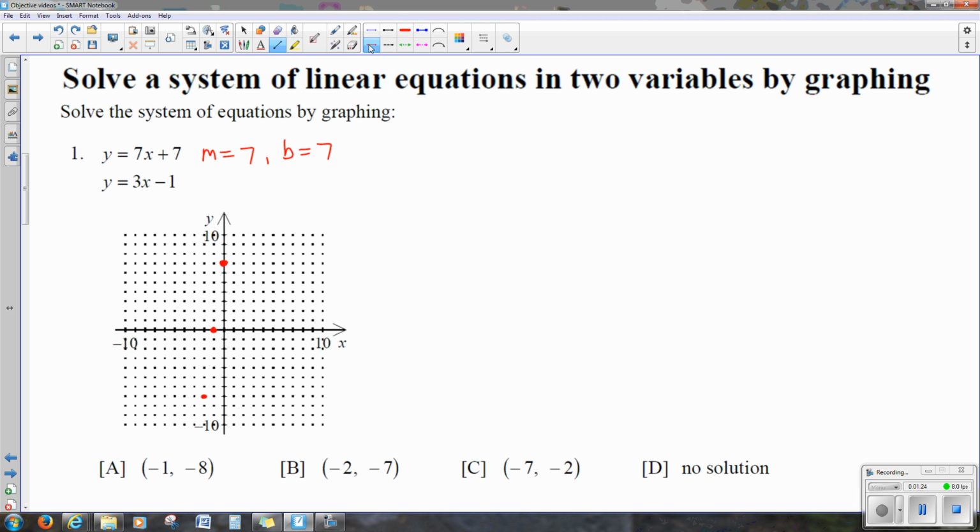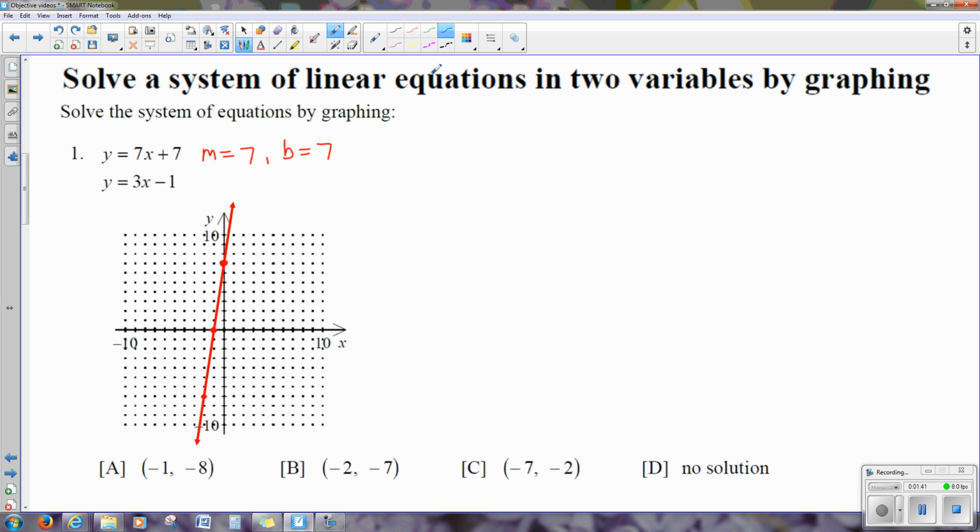All right, so connect those very carefully with a nice straight edge. This is a situation when you really want to be precise. You want to make sure you line everything up so that you get a correct solution. All right, now we're going to look at the second equation. We have a slope this time of 3 and a y-intercept of -1.